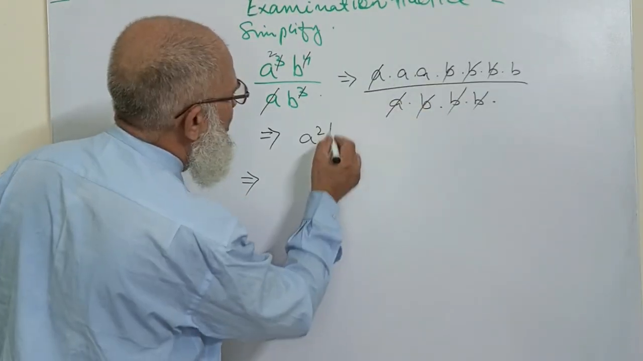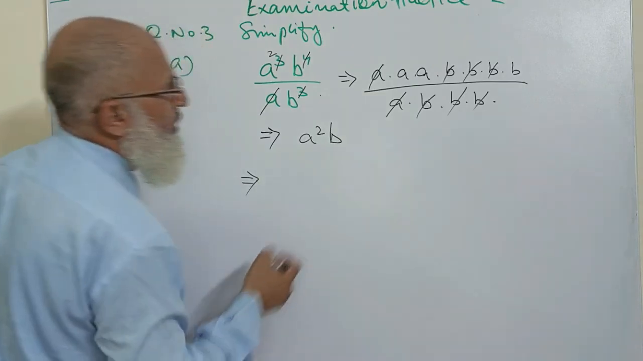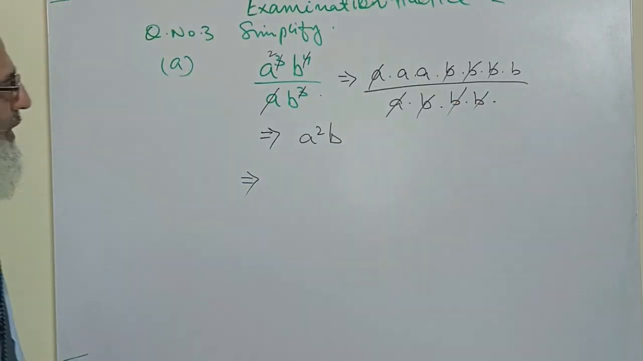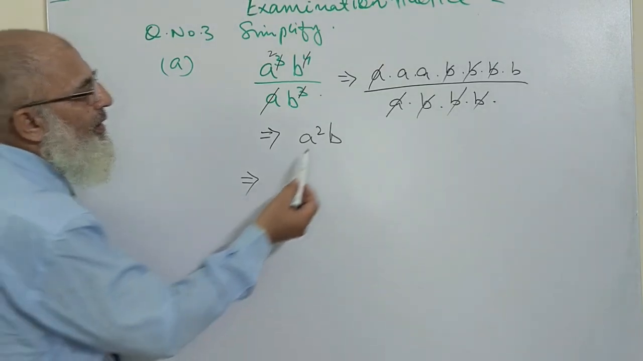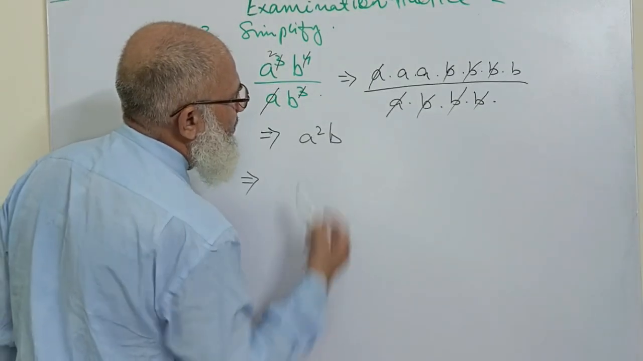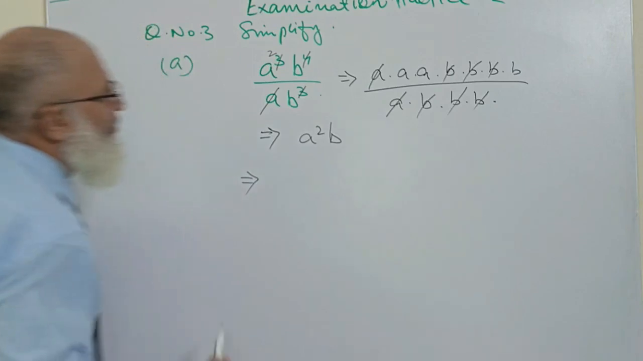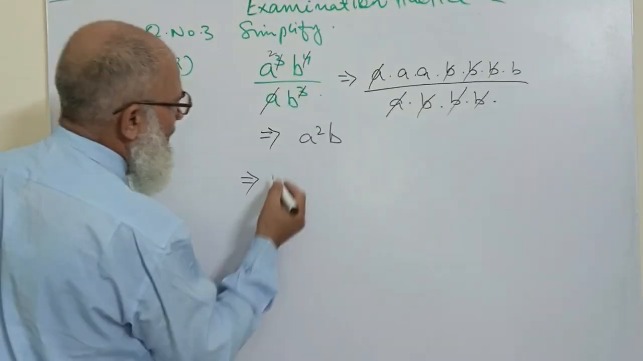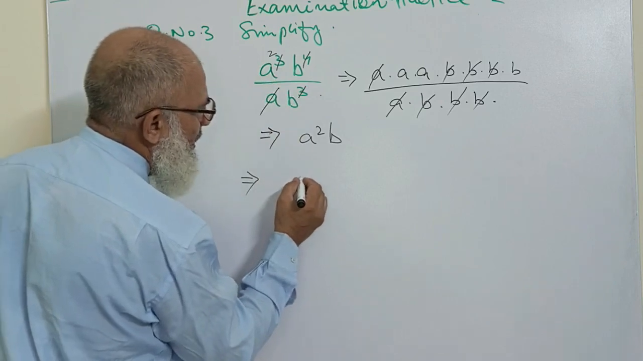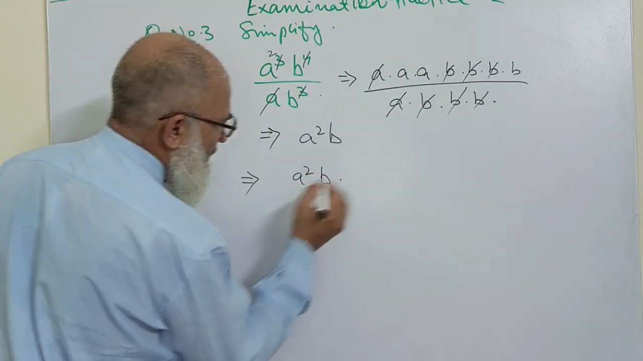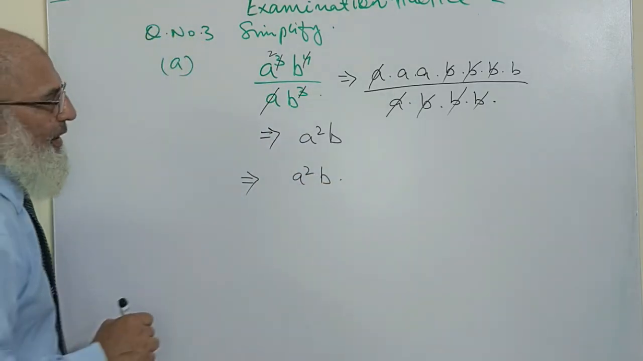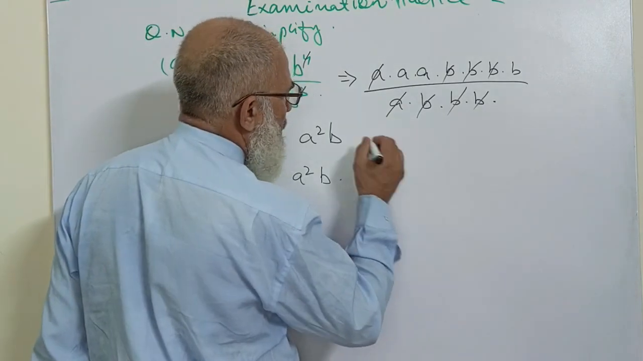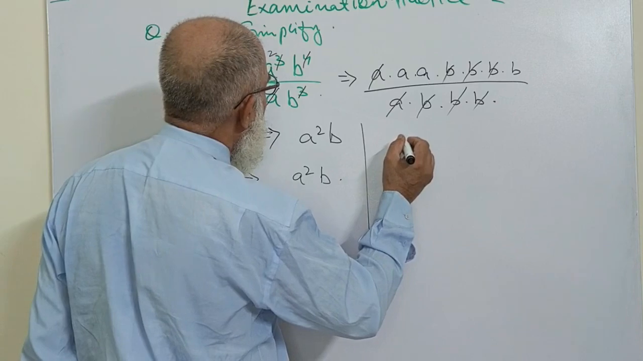A square B. The answer is A square B over here. B is also over here. I inadvertently left it. A square B is the answer. So, you see, my dear students, again, what we have come up with is A square B. And the final way of solving this is you can solve it in this way also.